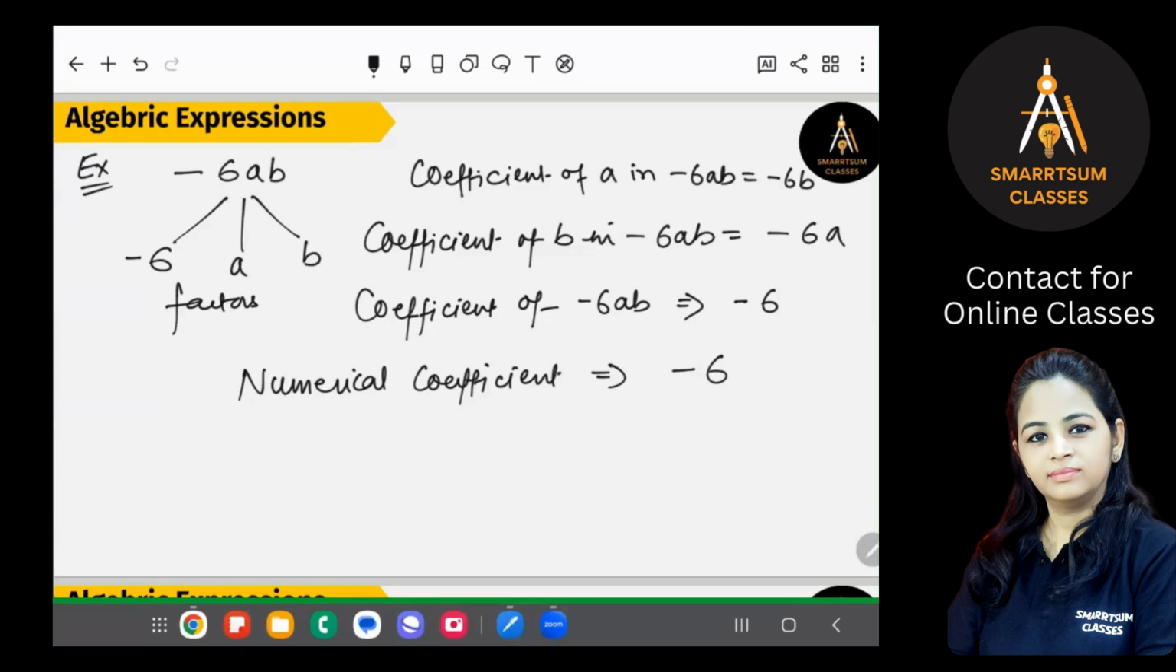Always remember, whenever you are writing any term or any factor, always write it along with its sign. Generally the sign is kept in front of the numerical coefficient. So always write the numerical coefficient along with its sign, otherwise you will make a mistake. So I hope everybody understood the meaning of the coefficient of a factor in the algebraic term, or simply the coefficient of the term. Is that clear? Yes or no?